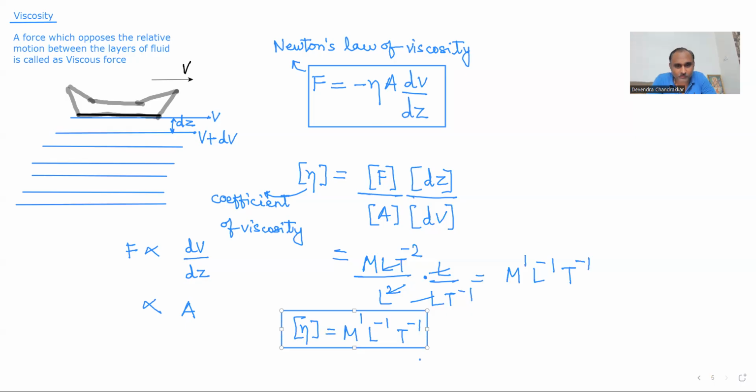Bhavani, you understood it or not? Sir, can you please explain how V plus dV? You want me to explain it? See, there is a change in the velocity, right? Yes. So let the change be dv. Now I am writing the next layer's velocity as v plus dv.